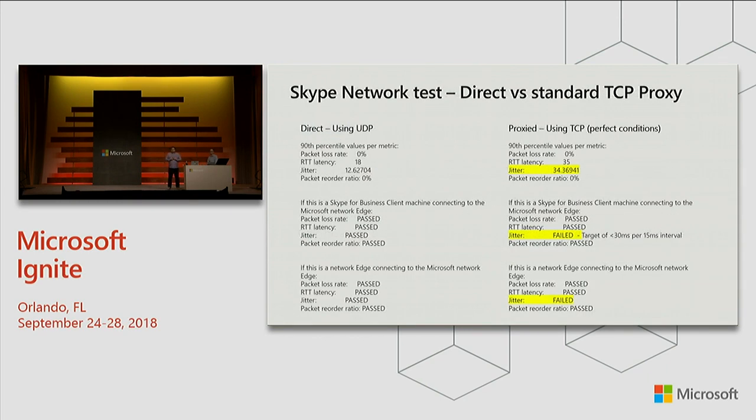And just to show you how easy it is to run into problems with this scenario, this is a test I did at home using our Skype for Business network assessment tool. On the left-hand side is me running it using my Wi-Fi, so not even an Ethernet connection. And it passed everything: low latency, low jitter, no packet reorder or packet loss. So I'd have a high-quality call or meeting.